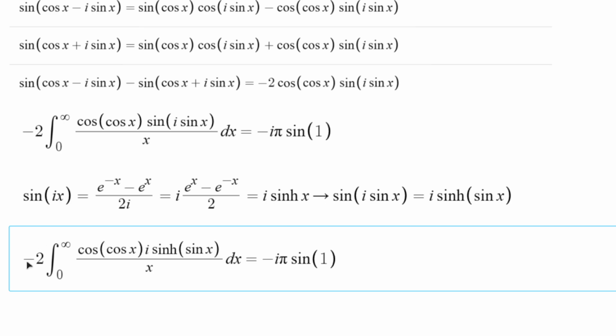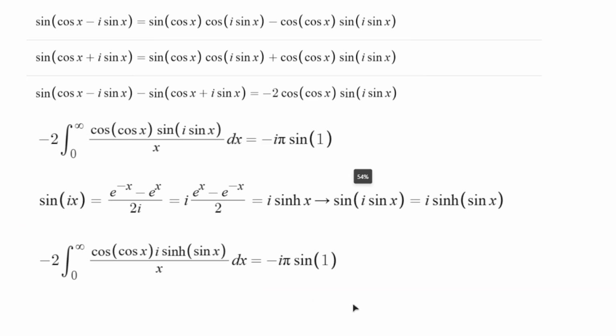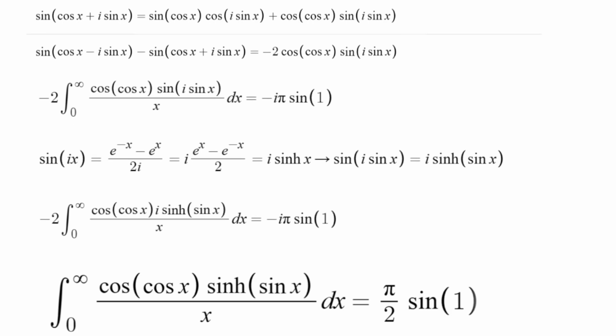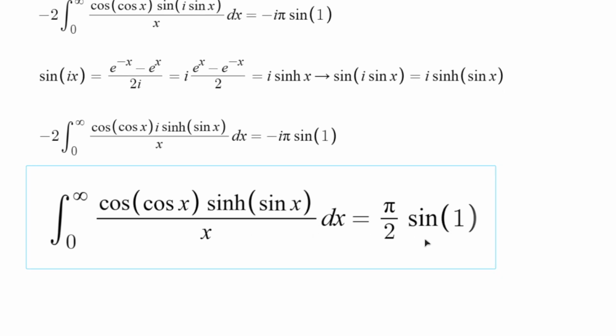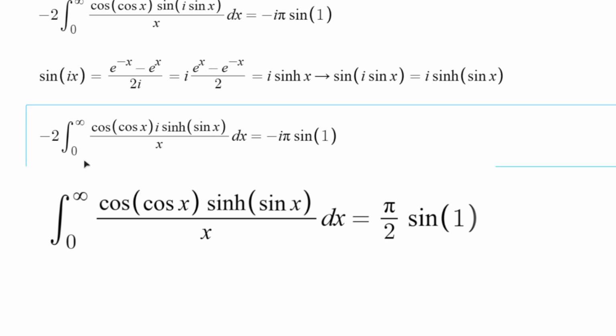Plugging that in, we get negative 2 times this integral is equal to this quantity right here. And then we just divide both sides by negative 2i to get our final result of pi over 2 times the sine of 1. So there you go, guys. That is the answer. That is the value of that integral. Pi over 2 times the sine of 1.